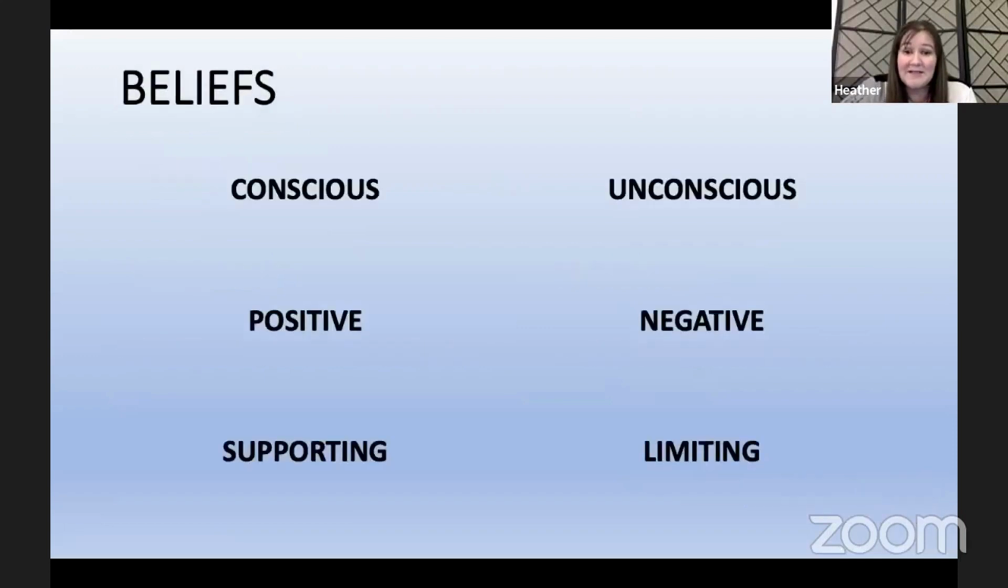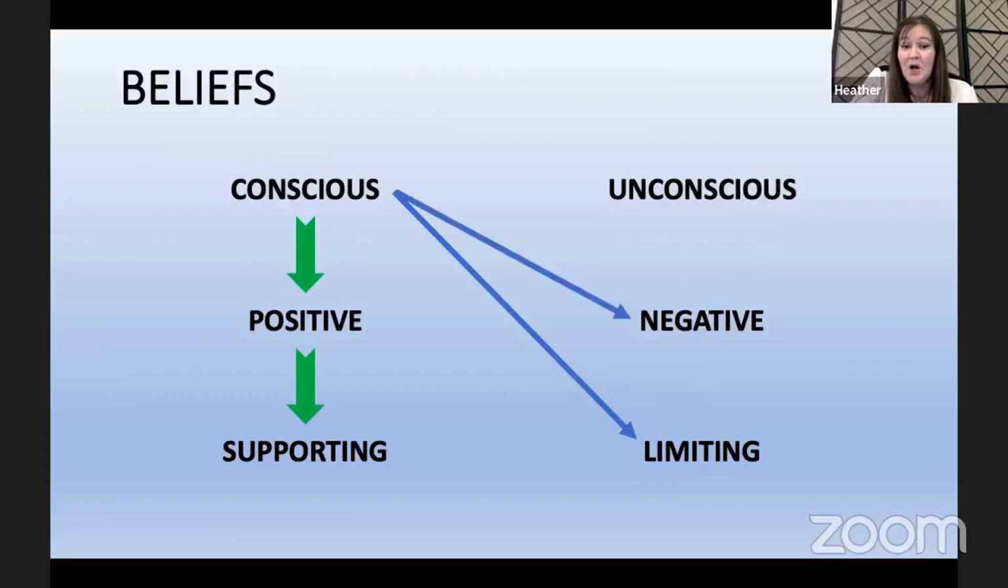So that brings us to all the classifications that we can use right now, and this is how it plays out. This is why the belief system is so complex. Our conscious beliefs can be positive. You can have great positive conscious beliefs, which are also supporting. Conscious beliefs can also be limiting. You might be very aware of a belief that you have and that it limits the results in your life. That's possible. A conscious belief can also be negative.